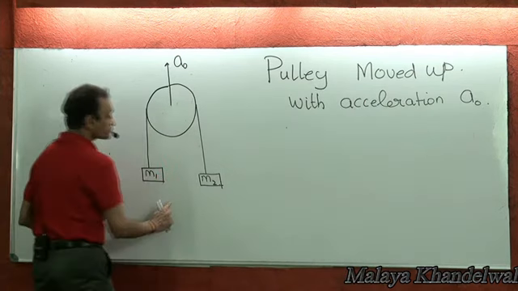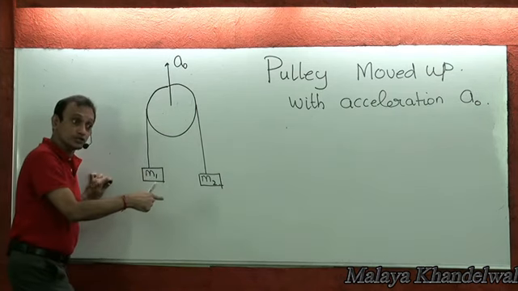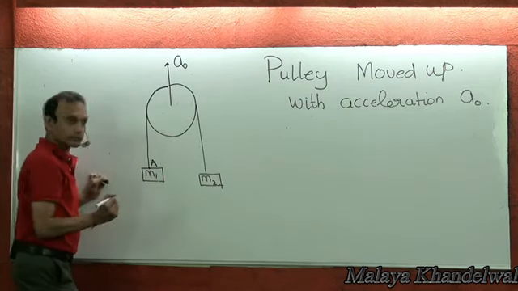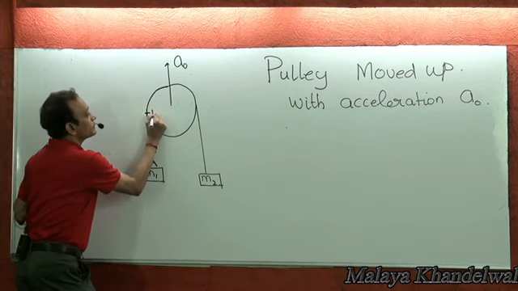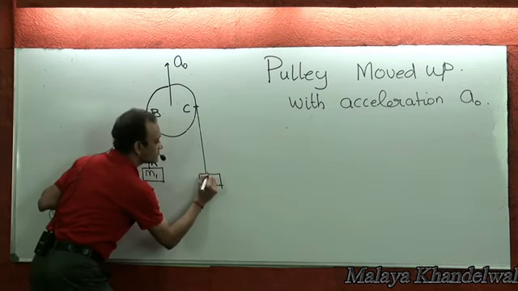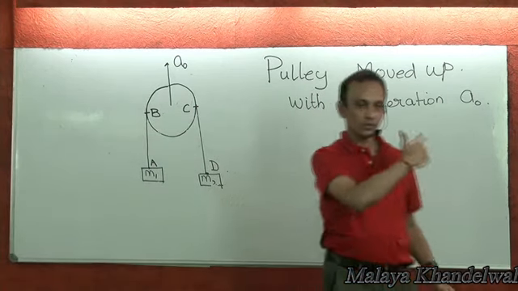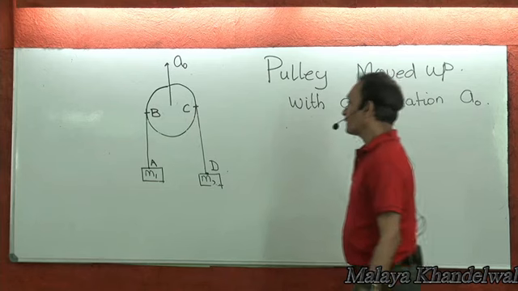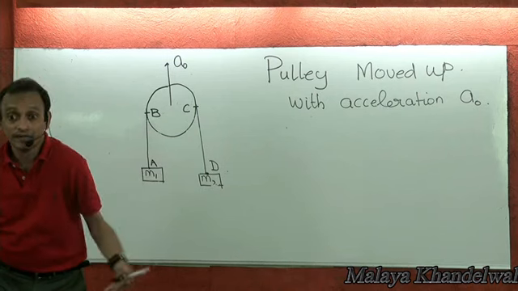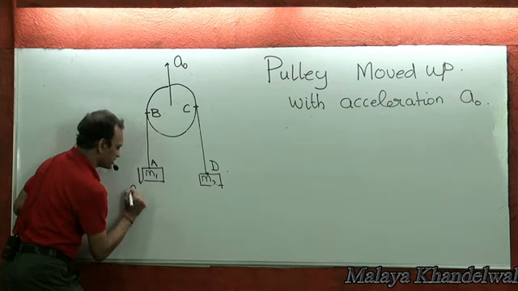Now, let me label the nodes here in this string. Say this end is A. All right. This end is B. This end is C and this end is D. How about it? Right? Let me assign acceleration to these nodes. Say A had an acceleration A1 downwards.